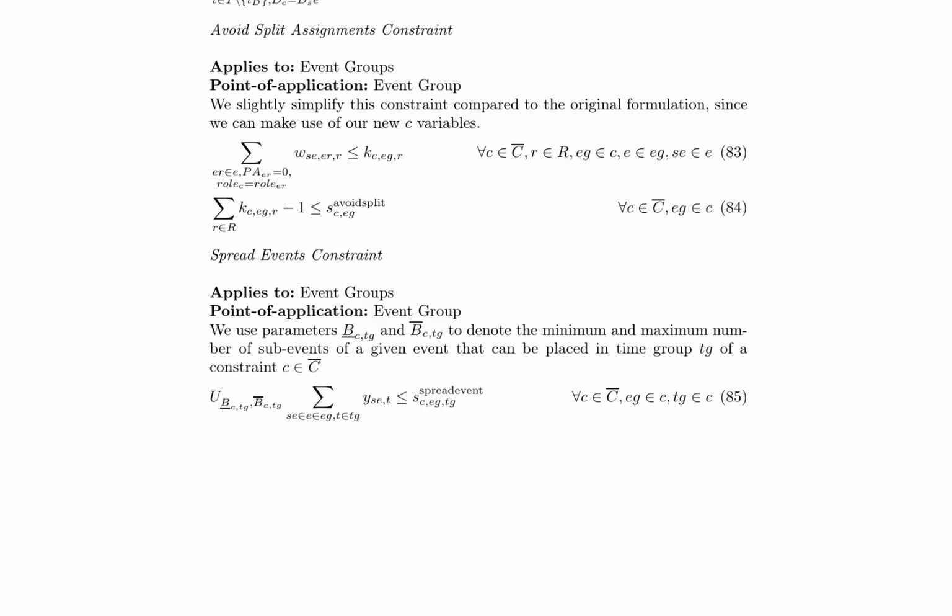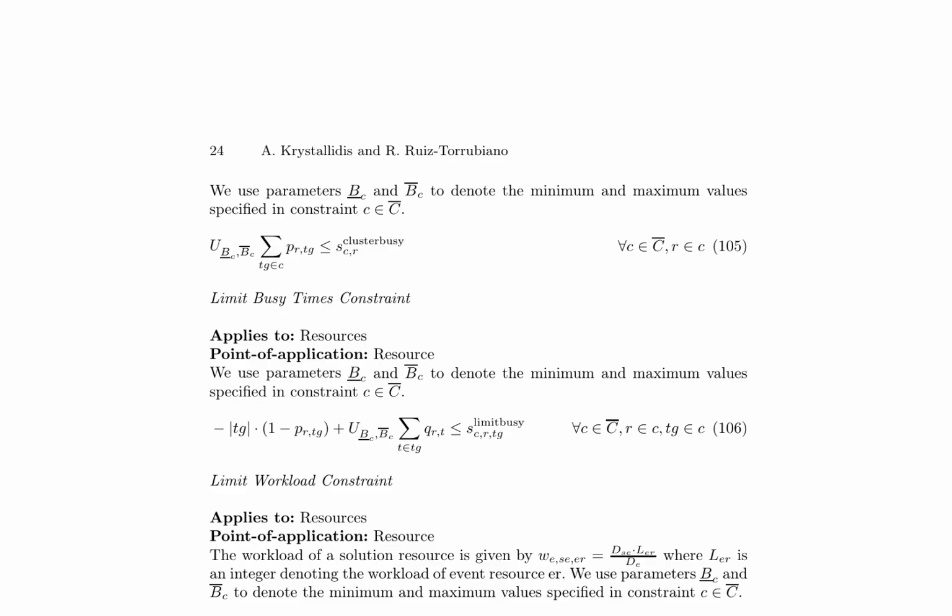The limit idle times constraint minimizes idle times between events for each resource using binary and integer variables. The cluster busy times constraint limits the number of busy times within a cluster, ensuring that the number of busy times does not exceed a specified threshold. The limit workload constraint restricts the workload of a solution resource, calculated based on event duration and length.